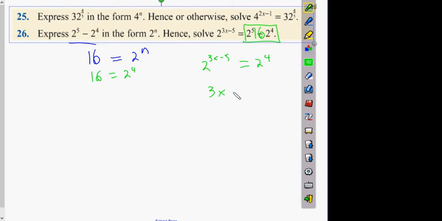Pass over the 5. Take up the 5 and 3x equals 9. Yeah, 3x equals 9, and then x equals 3.